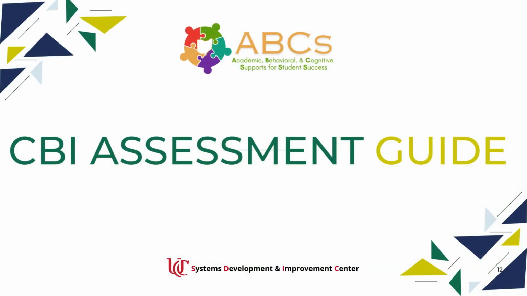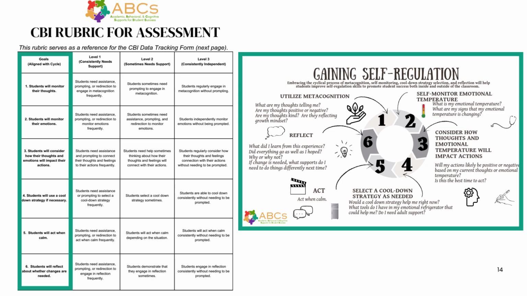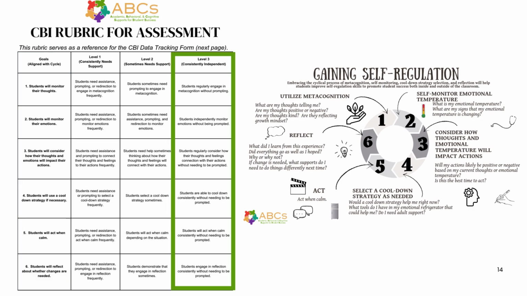First, let's walk through the Cognitive Behavioral Assessment Guide. As we explained in Video 3, the self-regulation cycle is a key part of this program. This cycle helps students develop skills like managing their behavior, thoughts, and emotions. The CBI assessment rubric aligns with the self-regulation cycle, making it easy for teachers to identify what students are doing well and where they might need more support.